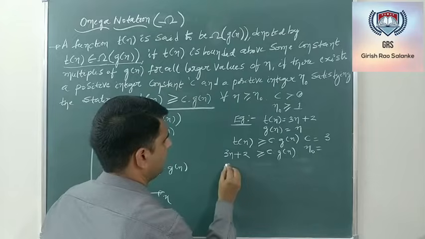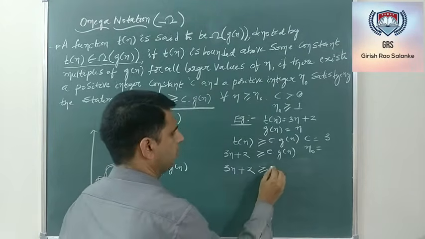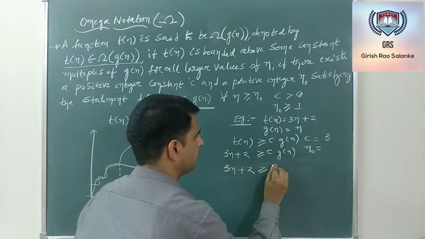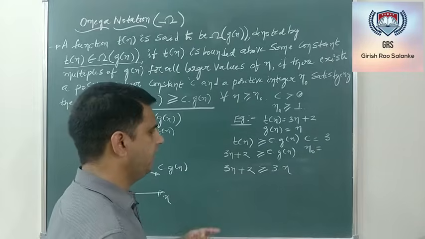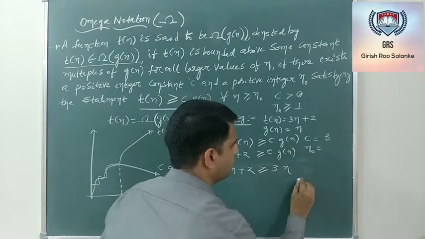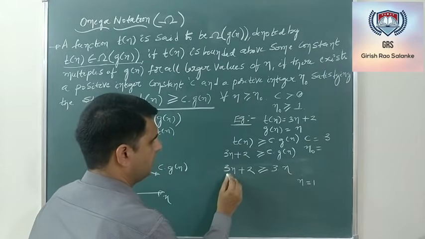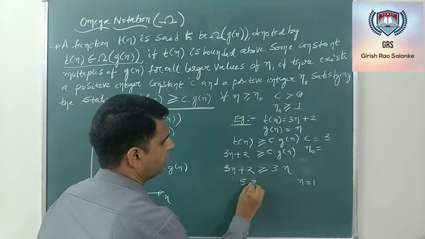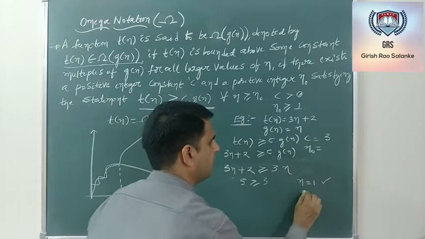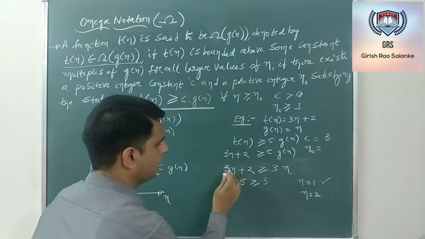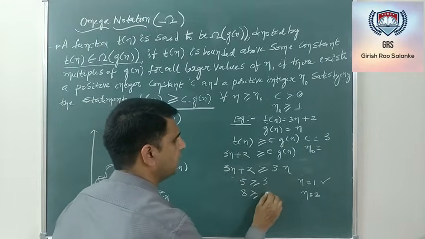Function was 3n plus 2 greater than or equal to 3. C value was 3 into n. Now if I take n value as 1, this becomes 3 into 1 is 3, plus 2 is 5, greater than or equal to 3 into 1, which is 3. This looks fine. Now if I take n equal to 2, 3 into 2 is 6, 6 plus 2 is 8, 8 greater than or equal to 3 into 2, 6.